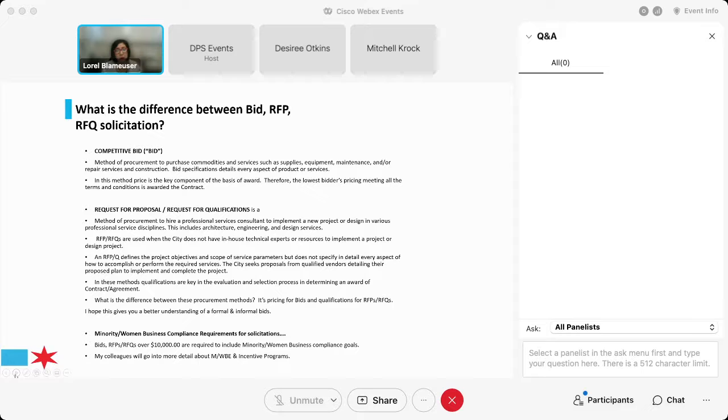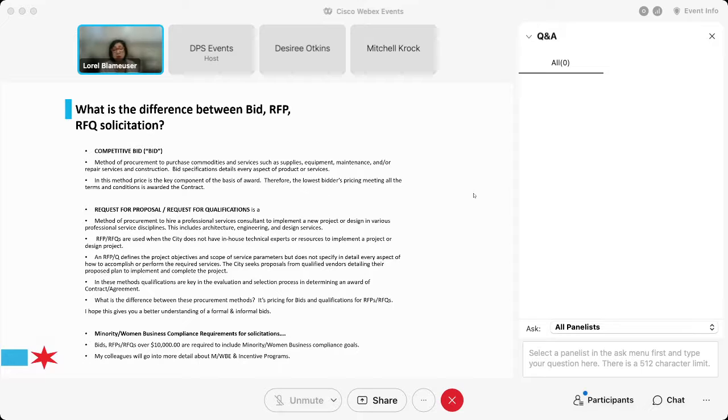Unlike the professional services, which is more for qualifications, and we're looking at who has the right qualities, who has the right plans to be implemented, designs, whichever the using department is looking for. So the method of procurement of RFPs and RFQs is to hire a professional service consultant to implement new projects or design in various professional service discipline areas. This includes architect, engineering, and designs.